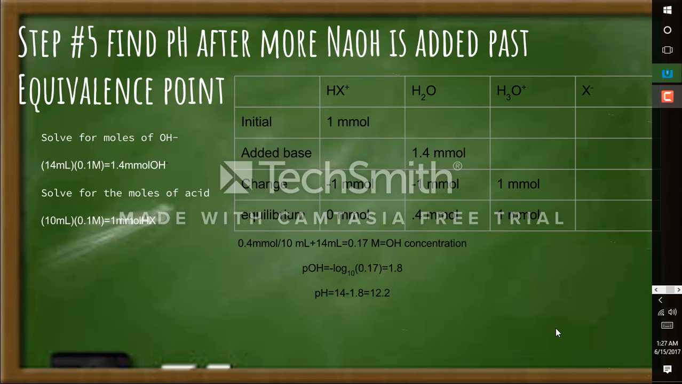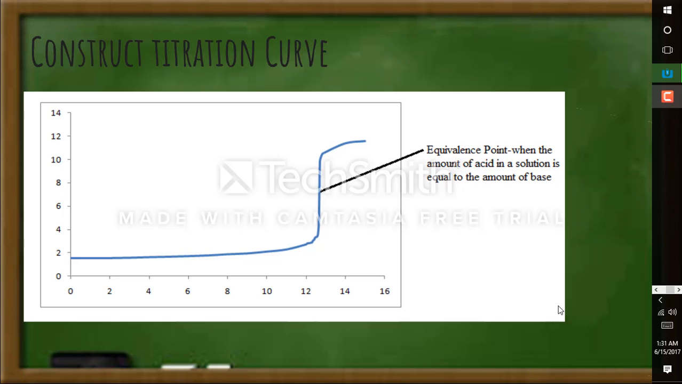Finally, you must divide 0.4 millimoles by 10 milliliters plus 14 milliliters, which equals 0.17 molar, which would result in the hydroxide concentration. To find the pOH, you must input this number into the pOH equation, which would result in 1.8. To find the pH from this value, you must subtract 1.8 from 14 to get 12.2. Having obtained all necessary points, you may graph the titration curve and label the equivalence point, finishing up the problem.